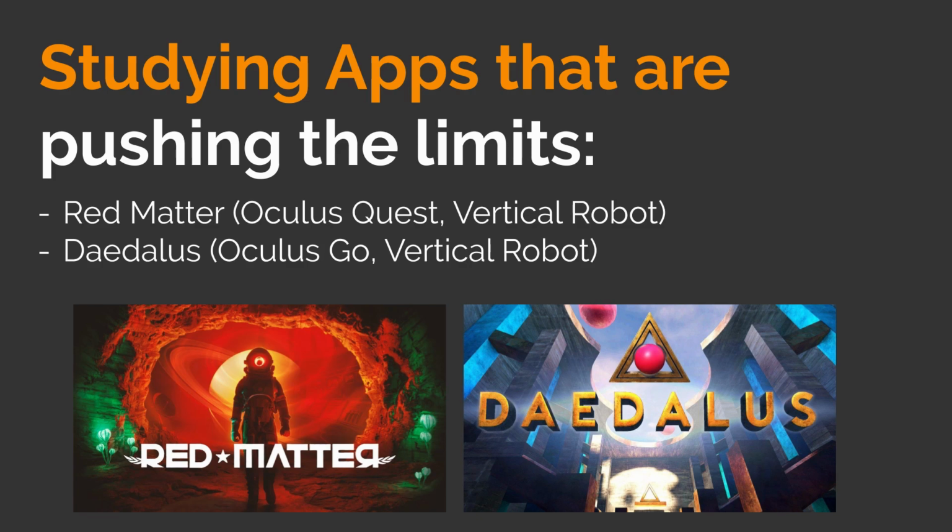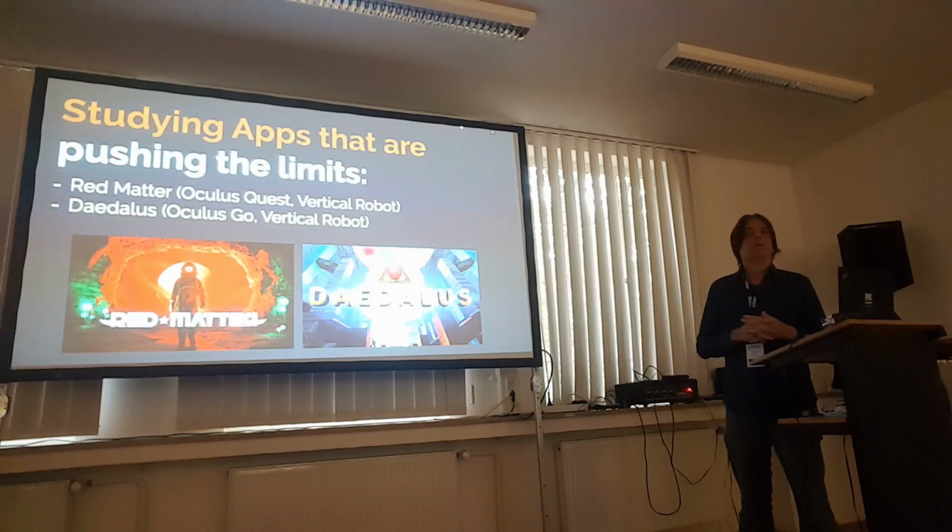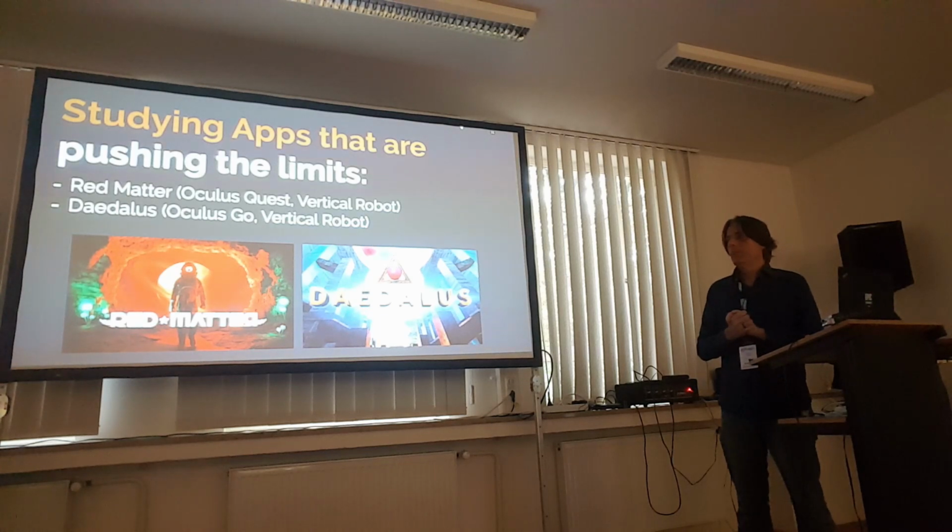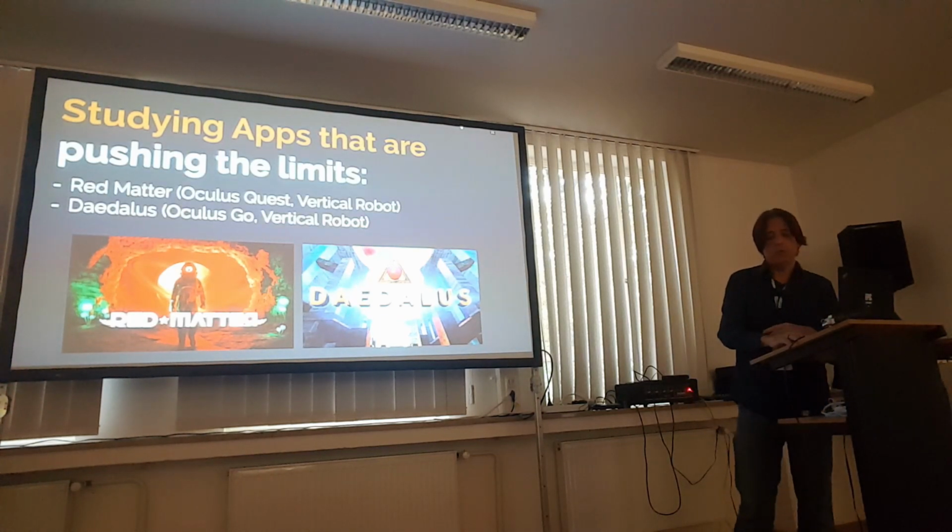I think Red Matter is really interesting. It was done with Unreal 4.19, and as I said, they programmed their own shaders with it. But with Vulkan, we should be getting close to what Red Matter was able to accomplish. And Daedalus is also a beautiful use of textures. In Red Matter, they also use a lot of dynamic lights, which is unusual because a lot of people try to avoid dynamic lights for the performance hit. But I think it's important to look at what other people do that are pushing the limits to see how far you can go.